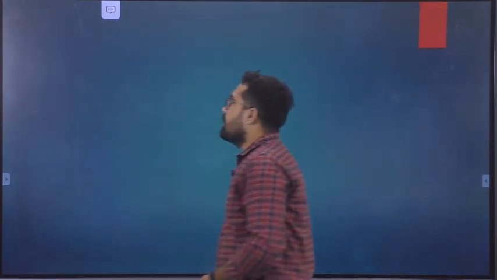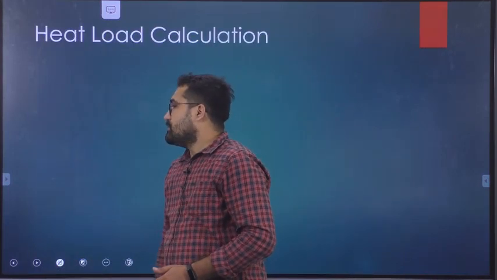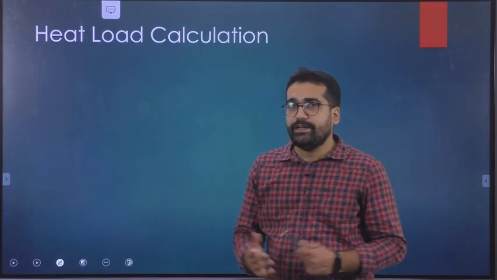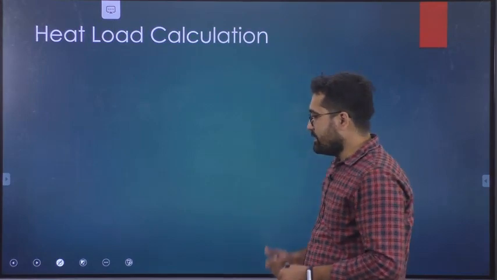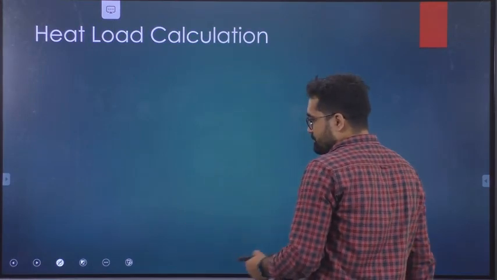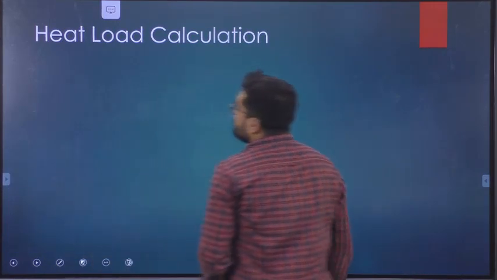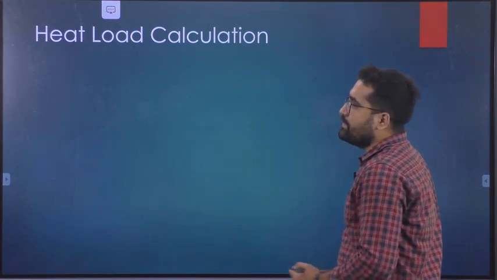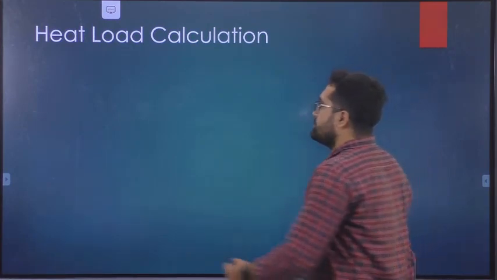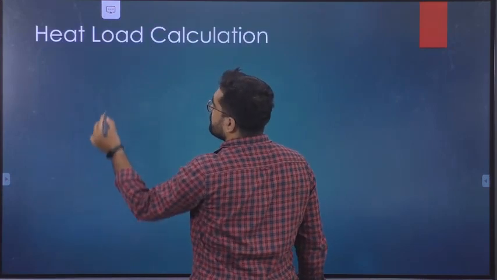Now, how to design this system? For that we have to do only heat calculations. This heat calculation we will do with the help of an example. So let us assume we are having a chamber in which we are going to keep our produce.